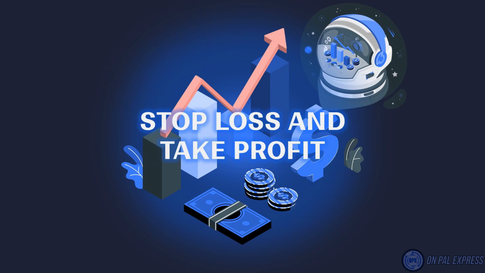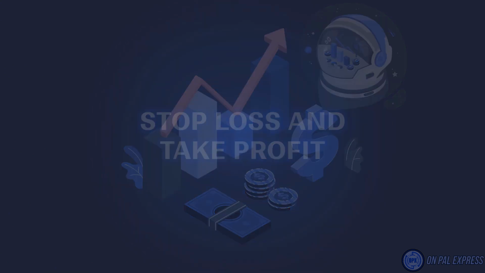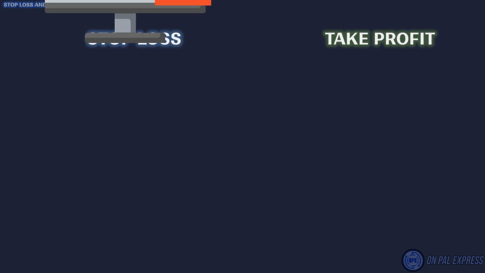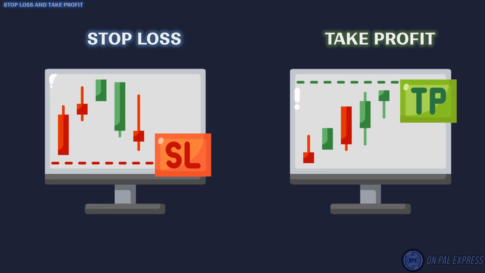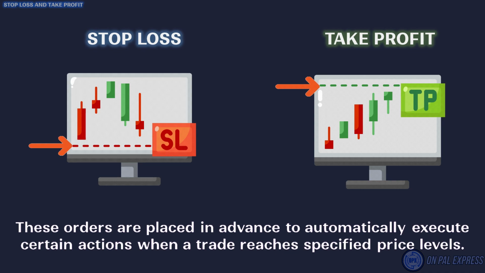Stop loss and take profit. Stop loss and take profit are terms commonly used in trading to manage and control the potential risks and rewards associated with a position. These orders are placed in advance to automatically execute certain actions when a trade reaches specified price levels.